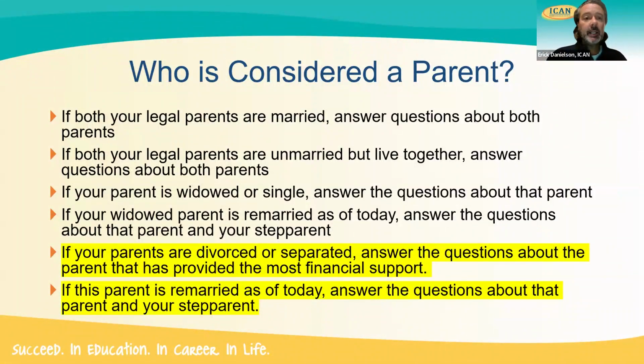So only that parent would need to get a studentaid.gov account. But if the widowed parent would be remarried as of the day you're filling out the form, then we need to answer questions about both that parent and step parent. Even if they weren't remarried during the tax year that's being asked about, we would still need both the parent and step parent information in that case.